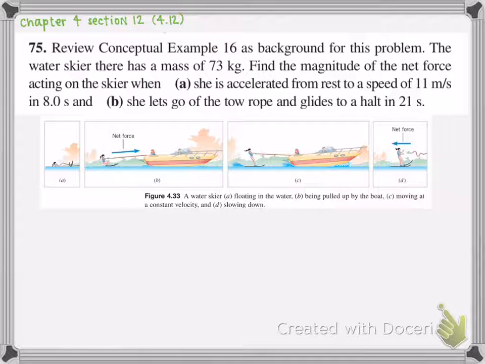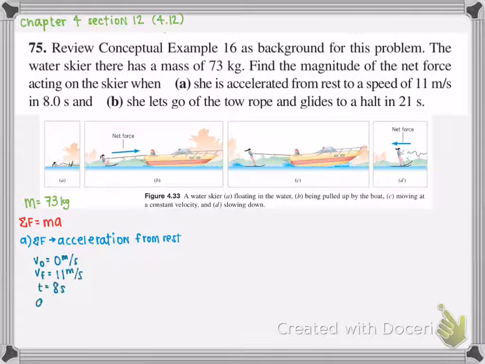So let's first start with A. Well, we know that the mass is 73 kilograms, and we have to find the magnitude of the net force, and we know that net force is equal to mass times acceleration. But all we know is that the water skier starts from rest and goes to a speed of 11 meters per second in 8 seconds. So we need to find the acceleration because we don't know the acceleration in order to find the net force. So by using kinematics, we solve for acceleration, and we see that acceleration is 1.375 meters per second squared.